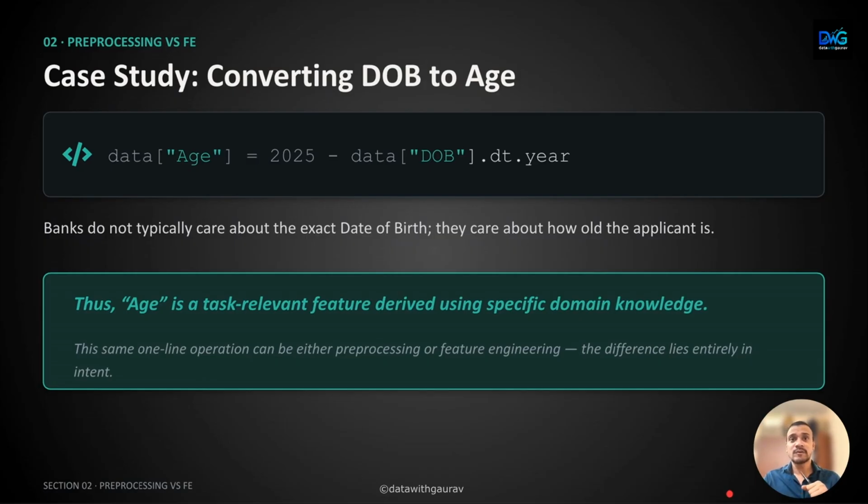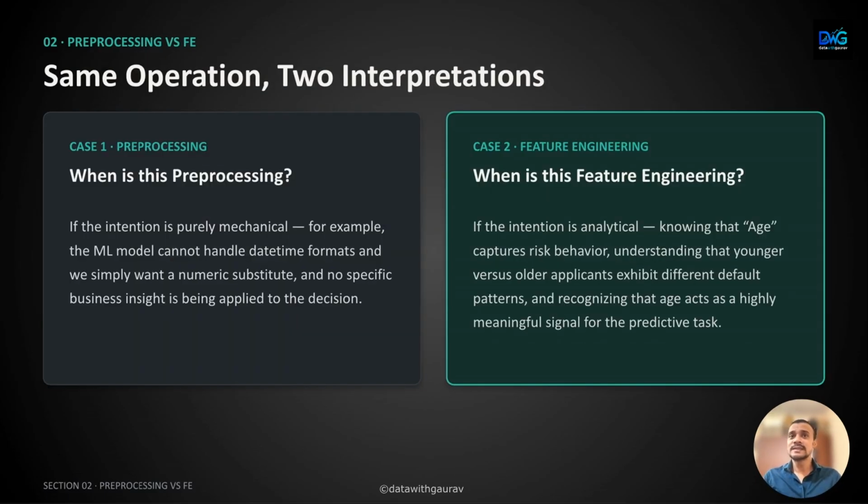This transformation uses our understanding of the banking domain to create a feature that is more useful for the machine learning model. That's exactly what feature engineering is all about. It's not just transforming data, it's transforming data in a way that makes it more relevant for the problem you are trying to solve. In this example, age becomes the feature the model learns from. Why? Date of birth simply serves as the raw information used to create it. The interesting part is that the exact same transformation can be either preprocessing or feature engineering. The difference is not the code, it's the intention behind it.